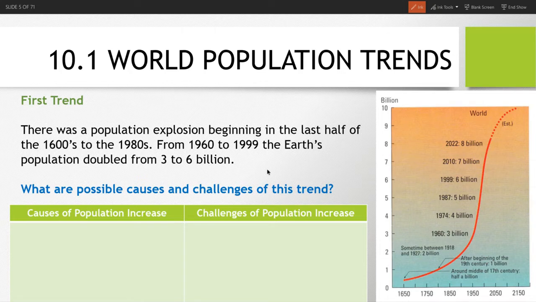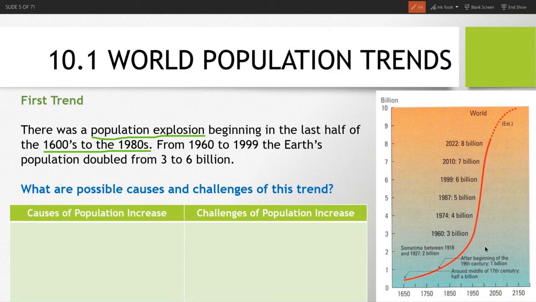And so one trend that we note from what has occurred is that there was a population explosion that began in the last half of the 1600s and went right into the end of the last millennium, in particular up to 1980, thereabouts.